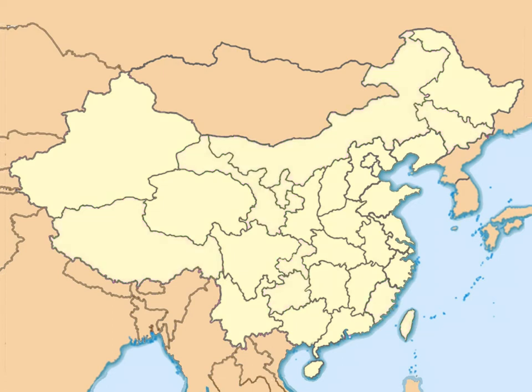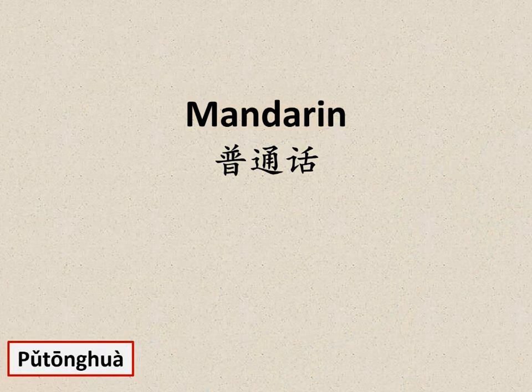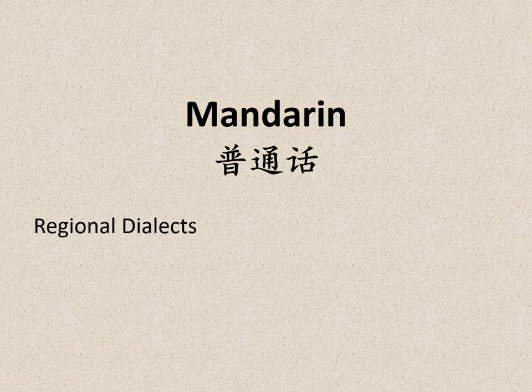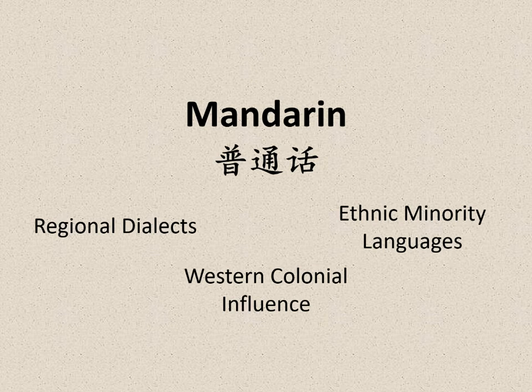In addition to use of standard Mandarin Chinese, significant segments of the population use localized dialects of Chinese. Also, China's population includes 56 ethnic groups, many with their own distinctive language. Both of these linguistic characteristics of China, as well as the legacy of Western colonial influence, will come into play as we learn the names of more provinces.